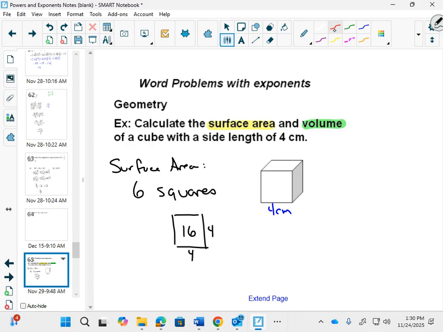So the surface area in total will be 6 squares, each of them times 16, and you'd be able to do this on your calculator and get 96. And the units for area are centimeters squared.